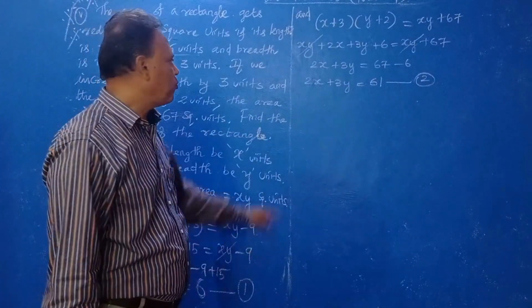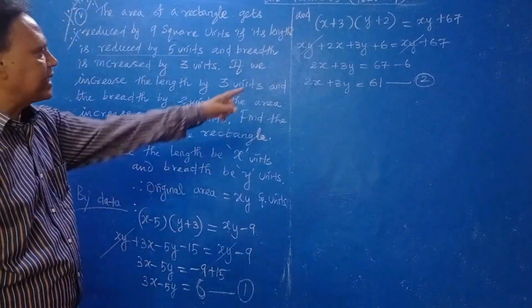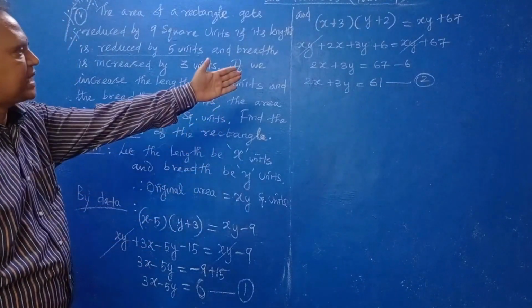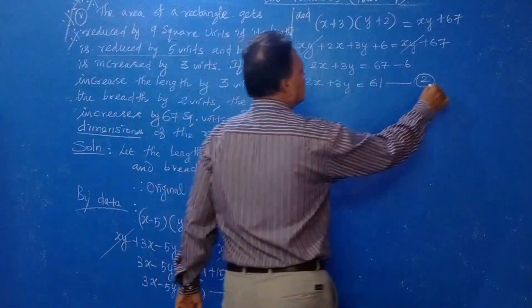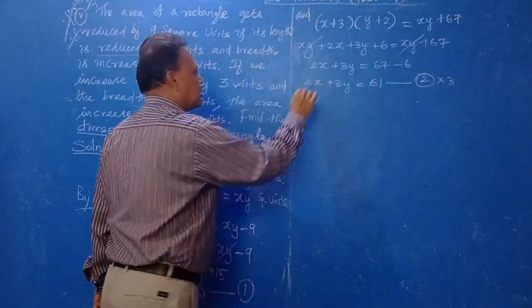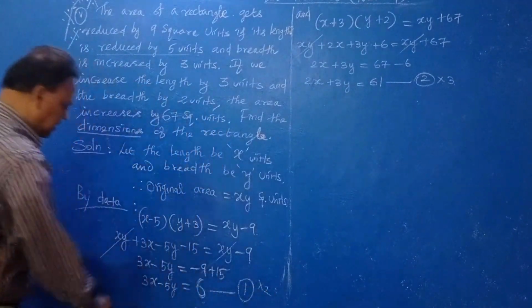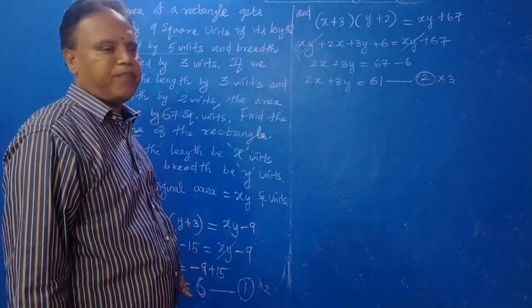So now we have two equations. You see the coefficients in both equations, x coefficient, y coefficient. The x coefficient we can easily make the same. You multiply equation number 2 by 3, and equation number 1 by 2, you will get 6 in both. Therefore, the coefficients will be the same. Clear?